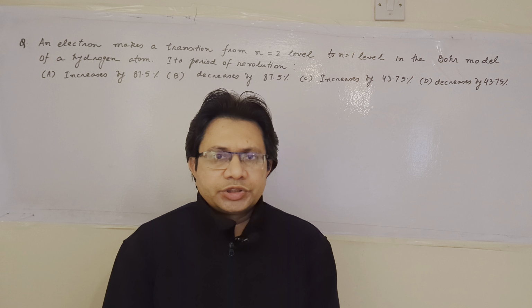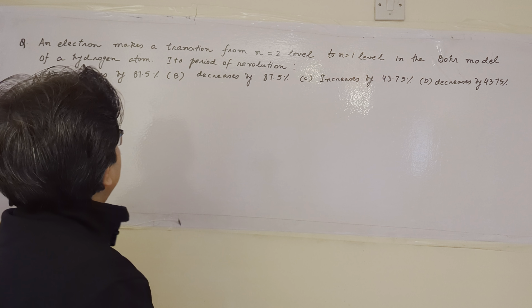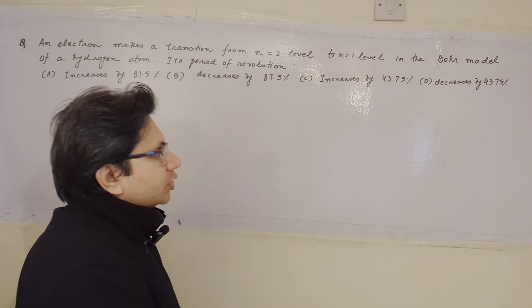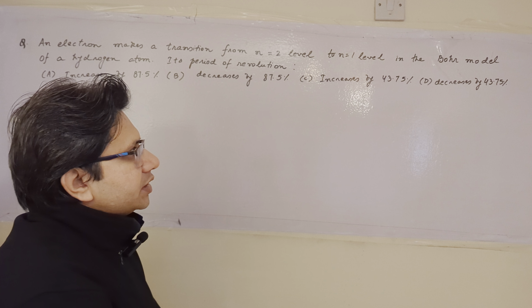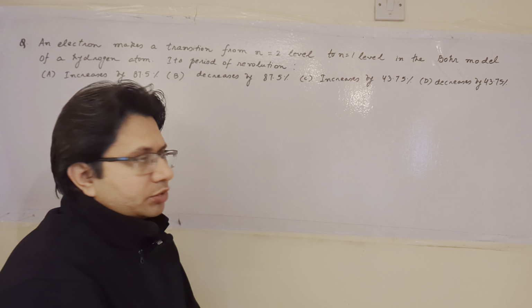Hello students, the question is: an electron makes a transition from n equals 2 level to n equals 1 level in the Bohr model of a hydrogen atom. Its period of revolution, option A, increases by 87.5%, option B decreases by 87.5%, option C increases by 43.75%, and D decreases by 43.75%.